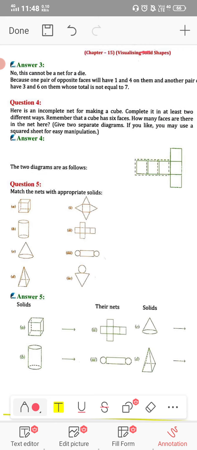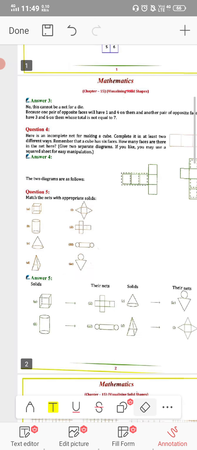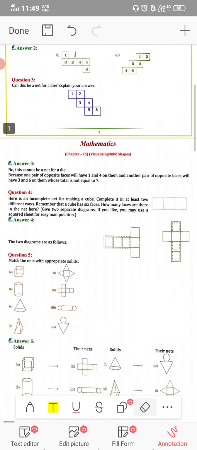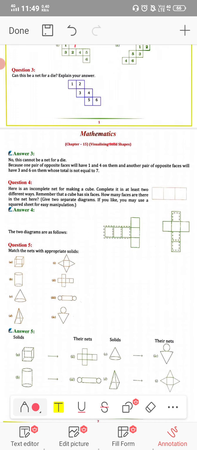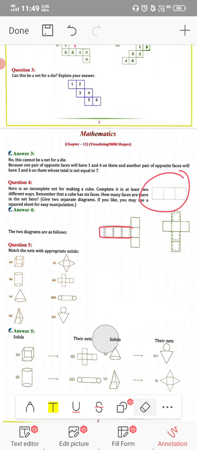Question 4. Here is an incomplete net for making a cube. Here you have been given an incomplete net with which you have to complete the net. You can see you have been given these 3 squares, and with the help of these 3 squares you have to complete the net for a cube. So we can draw another 3 squares here, or we can draw 1 square on the upper side and 2 squares on the lower side of the given 3 pieces of the net. In this way we can draw 2 nets of a cube.